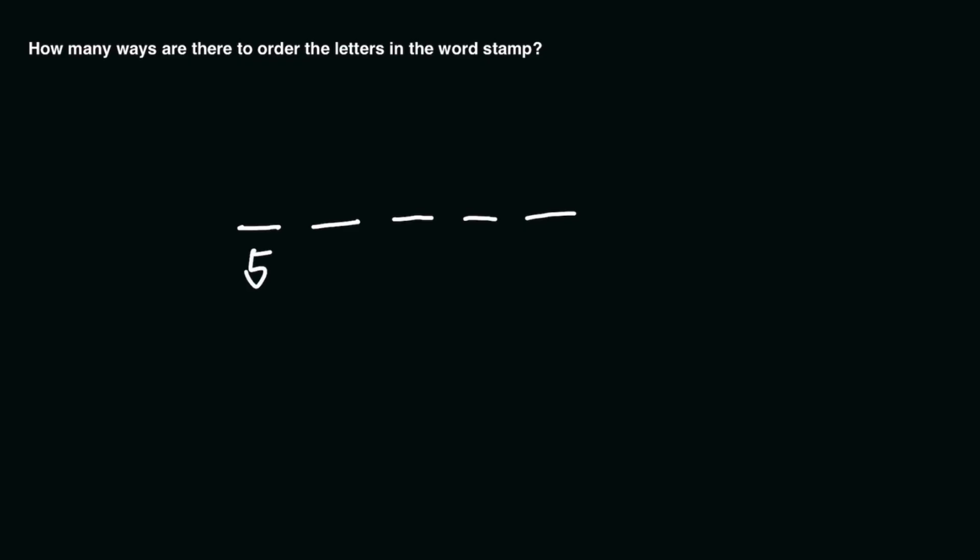For the first letter, we have 5 possibilities. We can choose any letter we want. For the second letter, we have 4 possibilities, every letter except the one we chose for the first letter. Similarly, for the third letter, we have 3 possibilities, for the fourth letter, we have 2, and for the fifth letter, we have 1. We can multiply these possibilities together to get the total number of possibilities, which is 120.